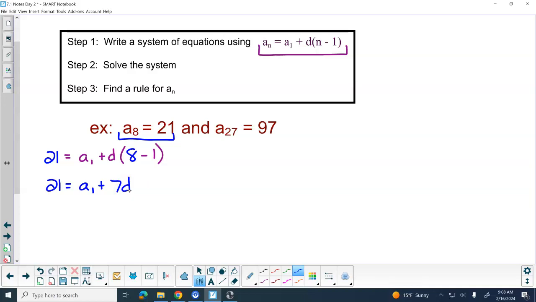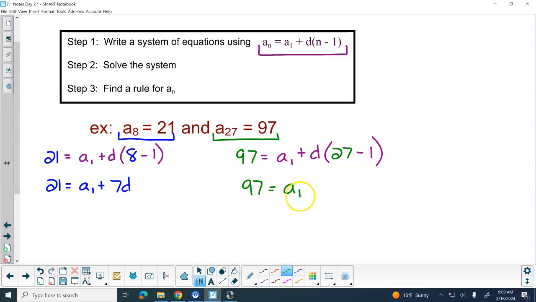And that's all I can do with that one for now. Then I'm going to go over here to this other term that was given to me, and I'm going to repeat that process. Now it's 97 is equal to the first term plus the common difference times, now 97 is the 27th term minus 1. So that gives me 97 is equal to a sub 1 plus 26d.